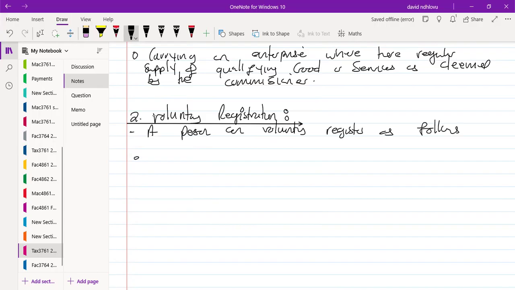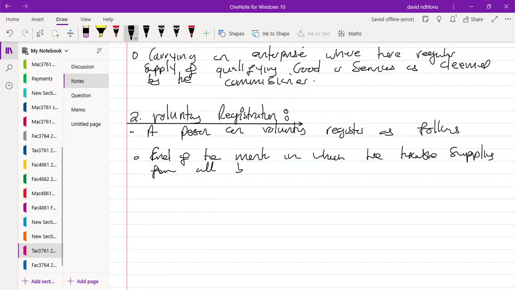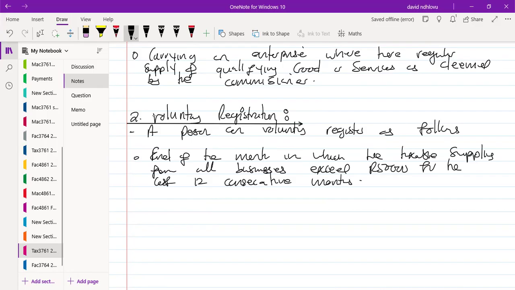The first instance is when the value of taxable supplies, at the end of the month, from all businesses, exceeds 50,000 for the last 12 consecutive months. Therefore you can apply for registration if you qualify.